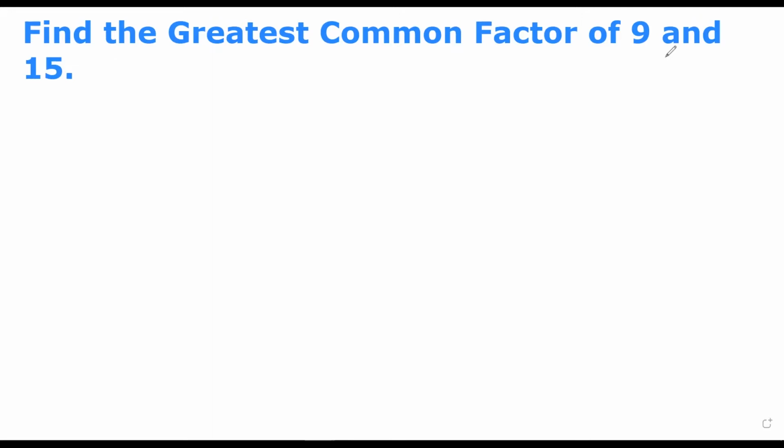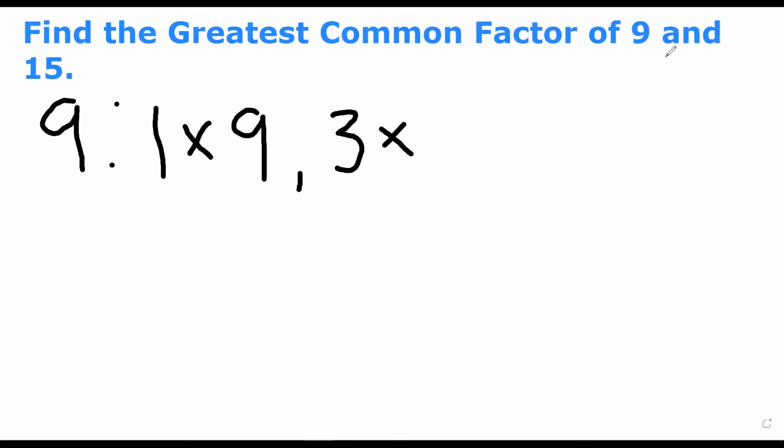Let's start with the number 9. Can you think of any of the factor pairs for the number 9? So the first one that we can think of is 1 and 9. Because 1 times 9 equals 9, 1 and 9 are a factor pair of 9. What else can you think of? Another factor pair of the number 9 is 3 times 3. Are there any other factor pairs that you can think of for the number 9? I think that's all, so let's move on to the number 15.